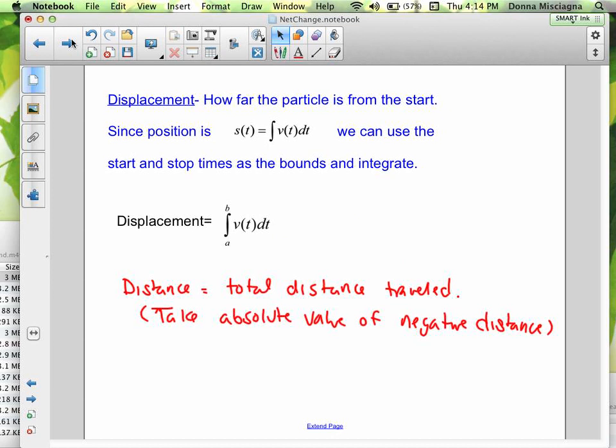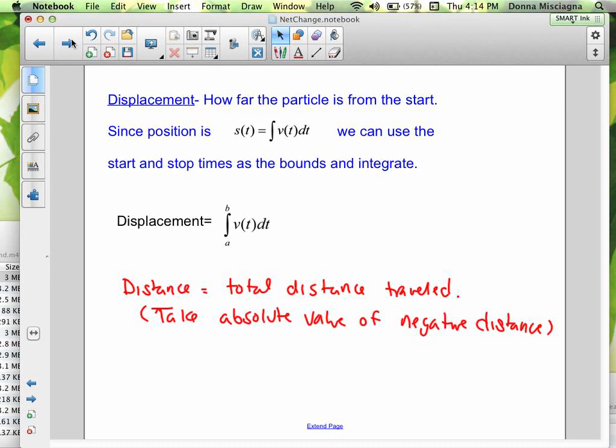It doesn't look at it, just, if you go in the negative direction, you subtract. It's how far you've actually moved. So if I walk back and forth, and I land on the same spot, even though I've walked a lot, my displacement would be 0 because my position hasn't changed.